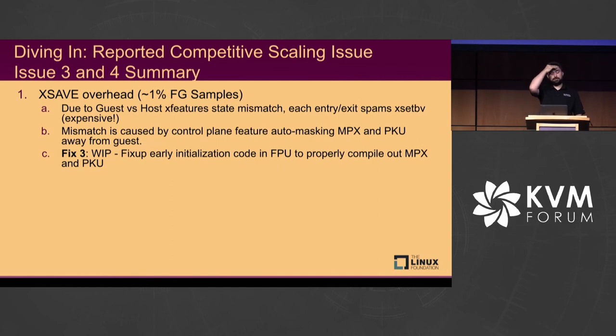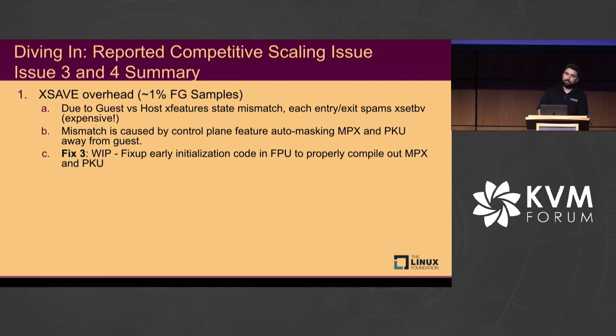Now this one's kind of interesting. It's a bit of a mystery and took us a minute to figure it out. So if you look at the disassembly, which you can do with perf top, you can see here that the cost for this overhead is exclusively limited to the entry and exit doing an XSETBV on the XSAVE feature mask. Every single time. And that's because at Nutanix, the control plane that we have will automatically mask out MPX and PKU features from the guest, which conveniently are XSAVE-able features, which means that the host view of XSAVE and the guest view of XSAVE are different. Therefore, you've got to flip them back and forth constantly.